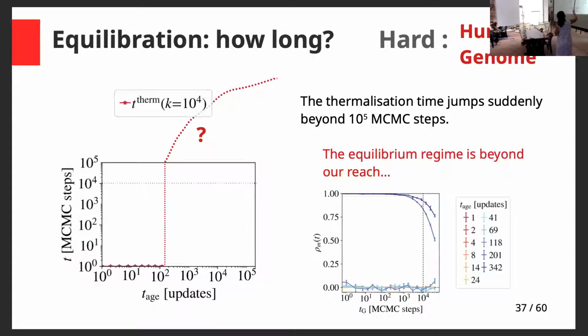But now let's see what happens when I try to train it with a genome database, in particular the 100 genome human genome database. What we see is that when we try to compute the relaxation times, we pass from essentially one step to decorrelate, to something that we don't know what it is, but it's beyond 10 to the 5 Monte Carlo steps. So we cannot even measure the relaxation time. So clearly, by brute force, we cannot thermalize here.